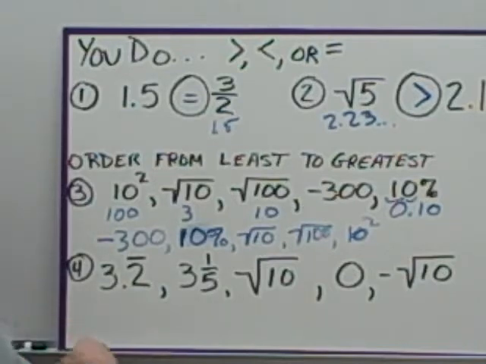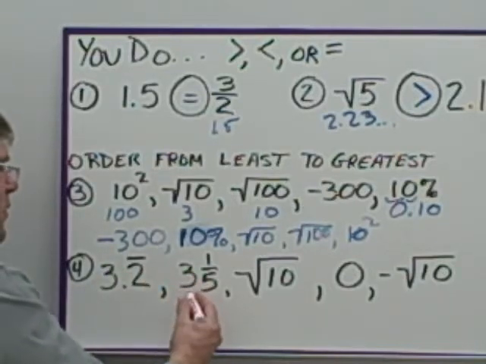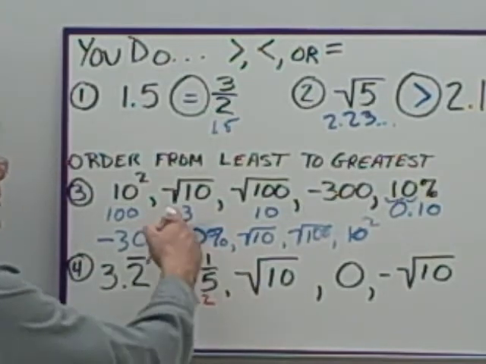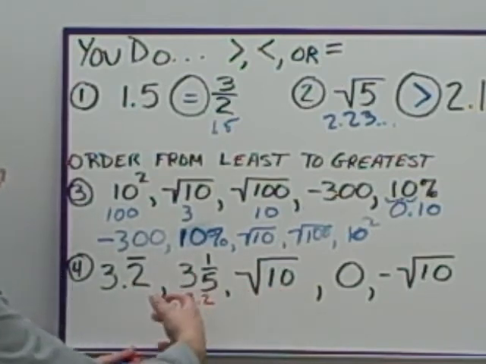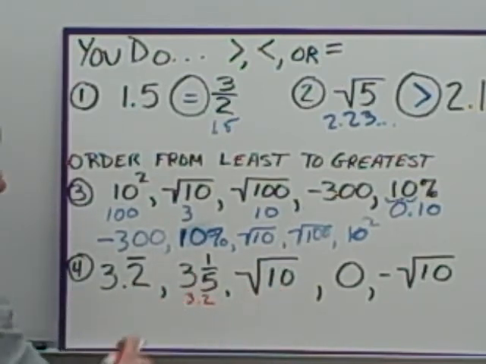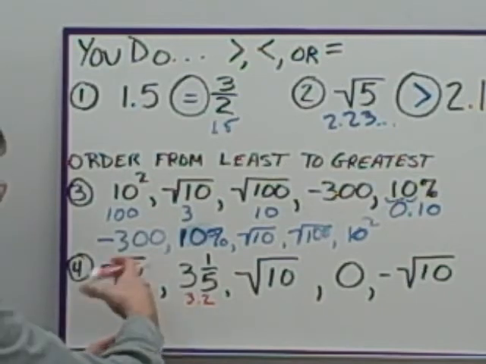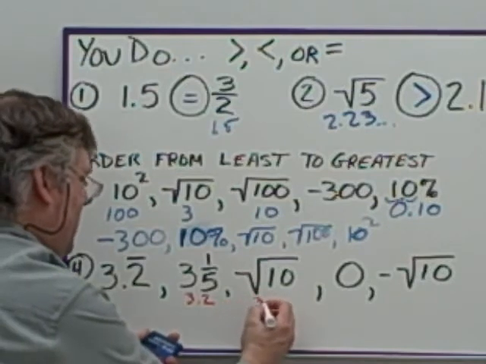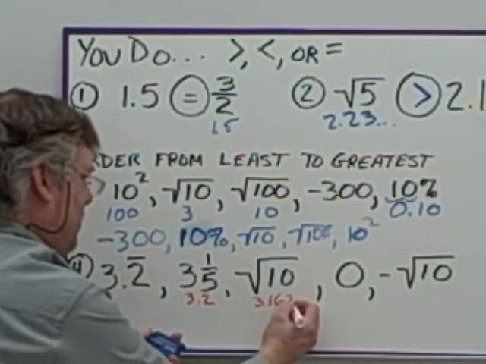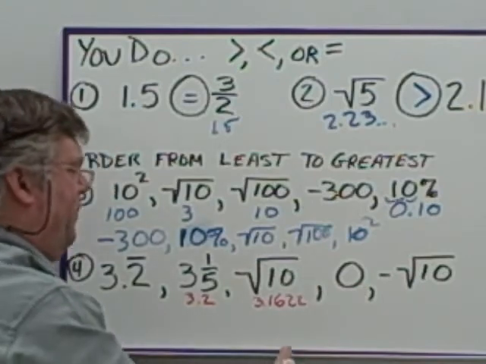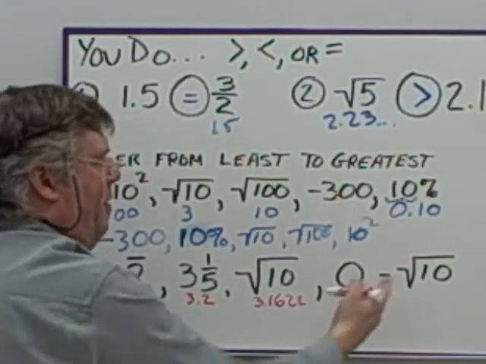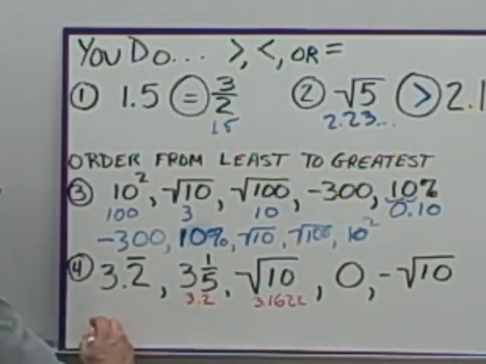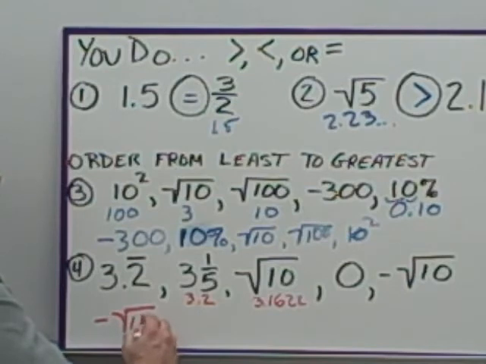All right, last one here, we have 3.2 repeating. This 1/5 again is 0.2, so this is 3.2. This, we did the square, we know it's going to be close to 3, but now we have to actually calculate it because we're not sure if it's going to be greater than or less than these 3.2s here. So we do 10 square root, and I get 3.1622, continues on from there. And negative, well, I don't have to calculate that. I already know it's going to be negative. So it's the only negative number. It's definitely the lowest value.